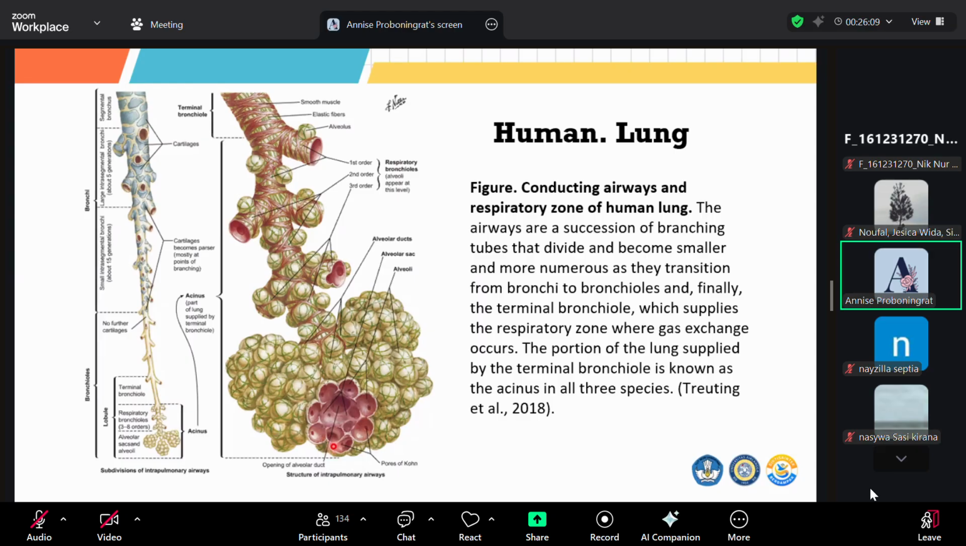Also, there are some openings of the alveolar ducts and the pore of Kohn that connects one alveolus to another alveolus.